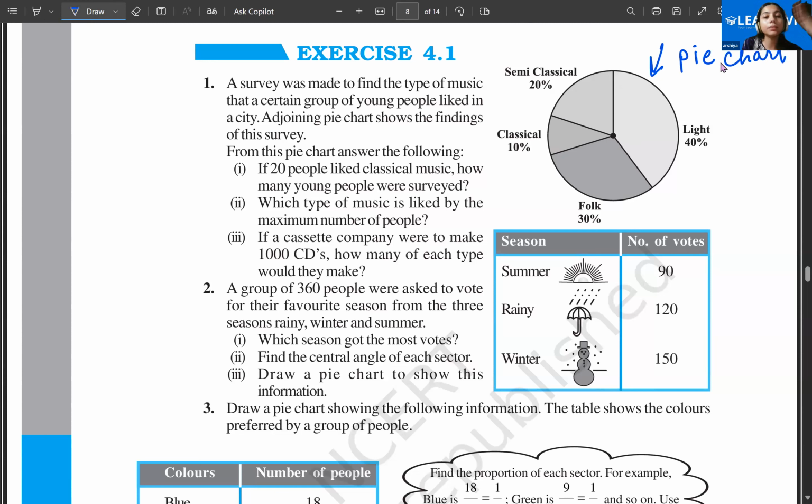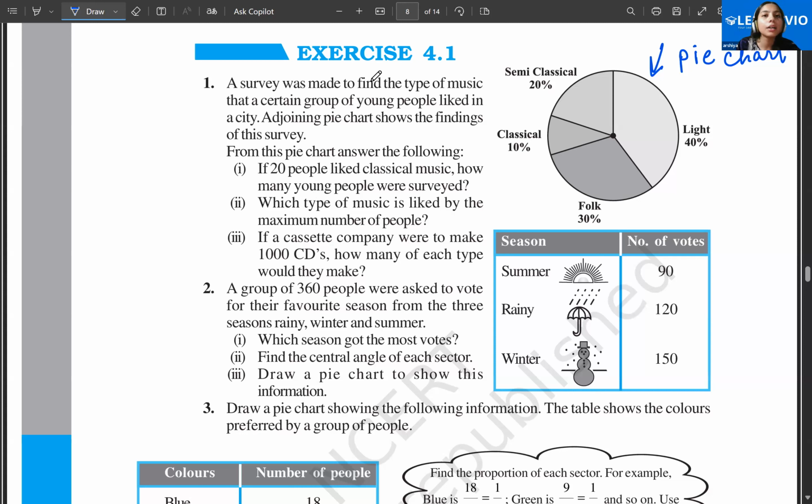Okay. So now, based on this, they have asked you a few questions, so you'll have to answer that. If 20 people liked classical music, how many young people were surveyed? That's the first question. So classical is 10%. 40 plus 20, 60, 60 plus 30, 90, 90 plus 10, so 100. 200 people.